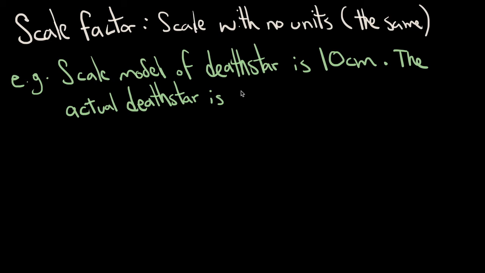The actual Death Star, just to make this super easy, I want to make this realistic, but I don't want to make this realistic for number sense. We'll say it's 1,000 meters. 1,000 meters tall? A kilometer? Yeah, that'll work. Oh, I forgot to say, the model is 10 centimeters tall. So the actual one is a kilometer tall. Does that make sense? That's pretty tall. It's probably still too small.